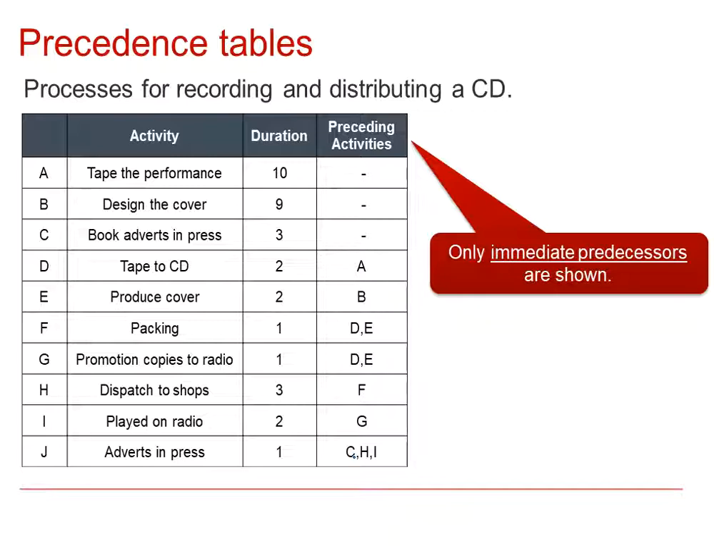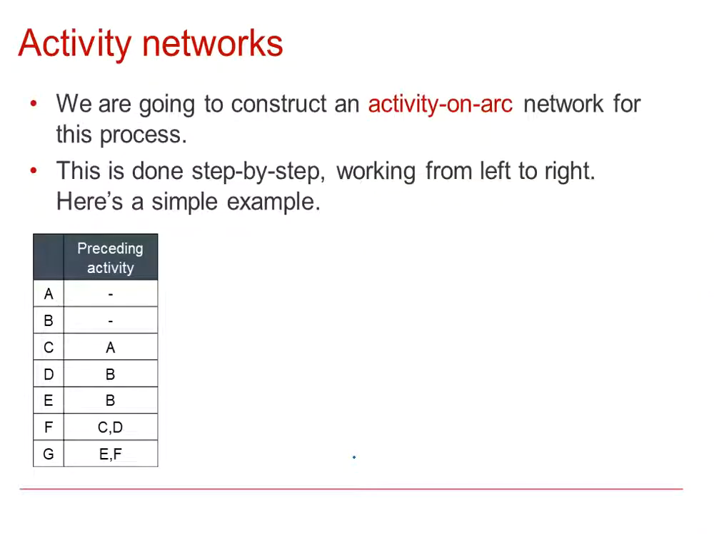You only put the immediate predecessors in the table, so it's just the ones that have to occur immediately before an activity can start. We're going to use what's called an activity on arc network for this process. This is done step by step and we work from left to right. So in this little example, you always have a starting node. That's the start of the project.